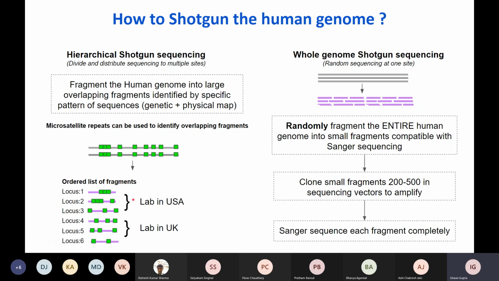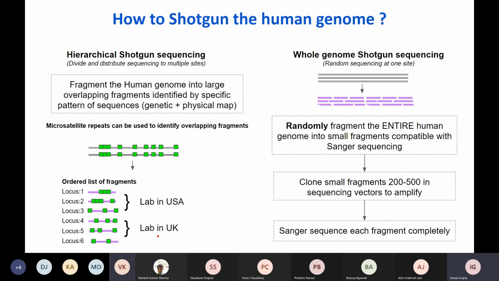So typically most of this work was done in the US, Europe and Japan. That's why I'm showing you two examples here. For example, locus 1, 2 and 3, which was a contiguous locus, was sequenced in the US. Then the further loci that were coming up, locus 4, 5 and 6, for example, went to sequencing in the UK.